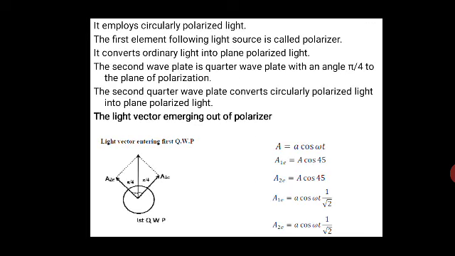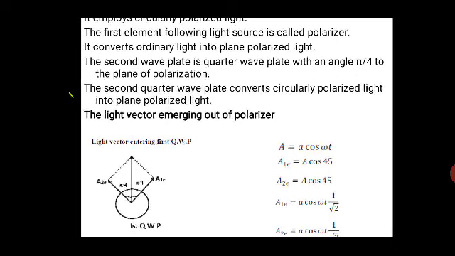So here, the circular polariscope employs circularly polarized light. The first element, as I told, is the light source with a polarizer, which converts the ordinary light into plane polarized light. Similarly, the first quarter wave plate is angled at pi by 4, that is 45 degrees to the plane of polarization. The second quarter wave plate converts the circularly polarized light back into plane polarized light.